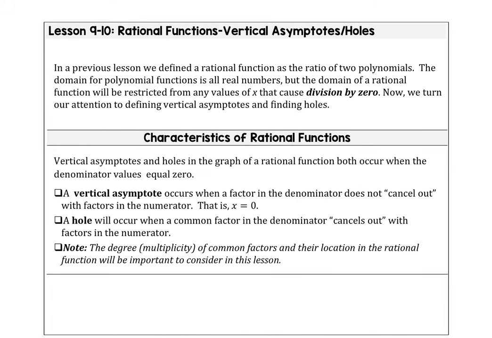We said a vertical asymptote occurs when a factor in the denominator does not cancel out with the factors in the numerator. But a hole is going to occur when a common factor in the denominator cancels out with a factor in the numerator. And the degree or the multiplicity of the common factors and their location in the rational function will be an important thing to consider in this lesson.